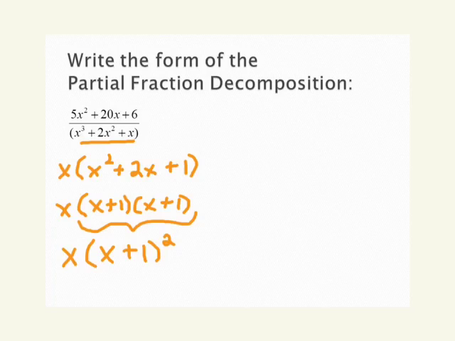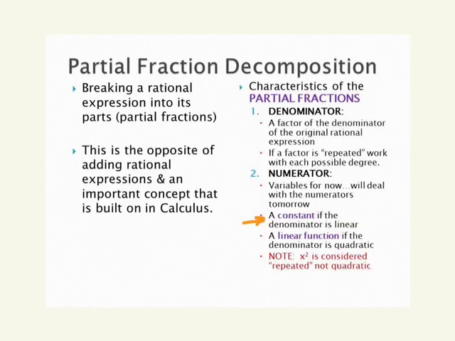All right, let's go back to our characteristics page real quick. So again, when we look at our denominator, it says if a factor is repeated, we want to work with each possible degree. So remember, we had the factor x plus 1 and x plus 1. Each possible degree of that repeated factor would be x plus 1 to the first and x plus 1 to the second. We want to work with each of those as a denominator because they could be partial fractions involved in the makeup of that rational expression. So let's go back to our example problem here and finish this out.